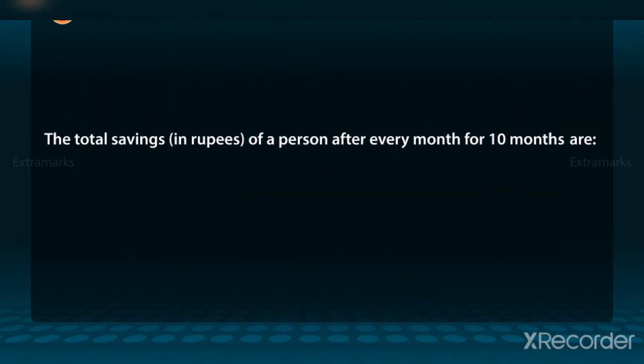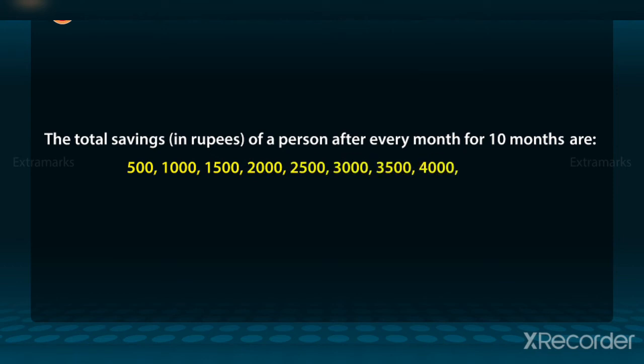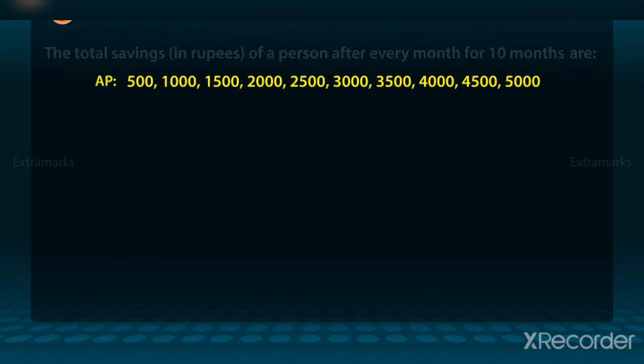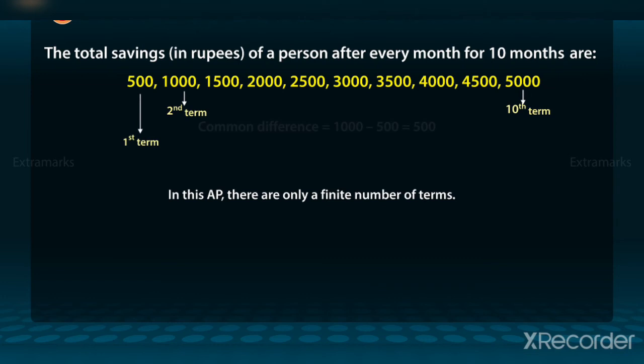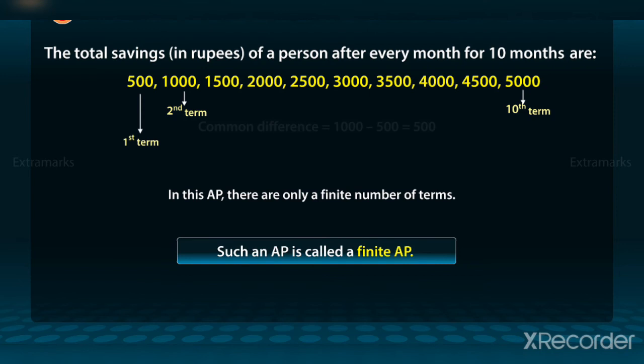Let's take an example. The total savings in rupees of a person after every month for 10 months are 500, 1000, 1500, 2000, 2500, 3000, 3500, 4000, 4500, 5000. This list forms an AP with first term 500 and common difference 500. We notice that in this arithmetic progression, there are only a finite number of terms. Such an AP is called a finite AP. Also note that a finite AP has a last term.